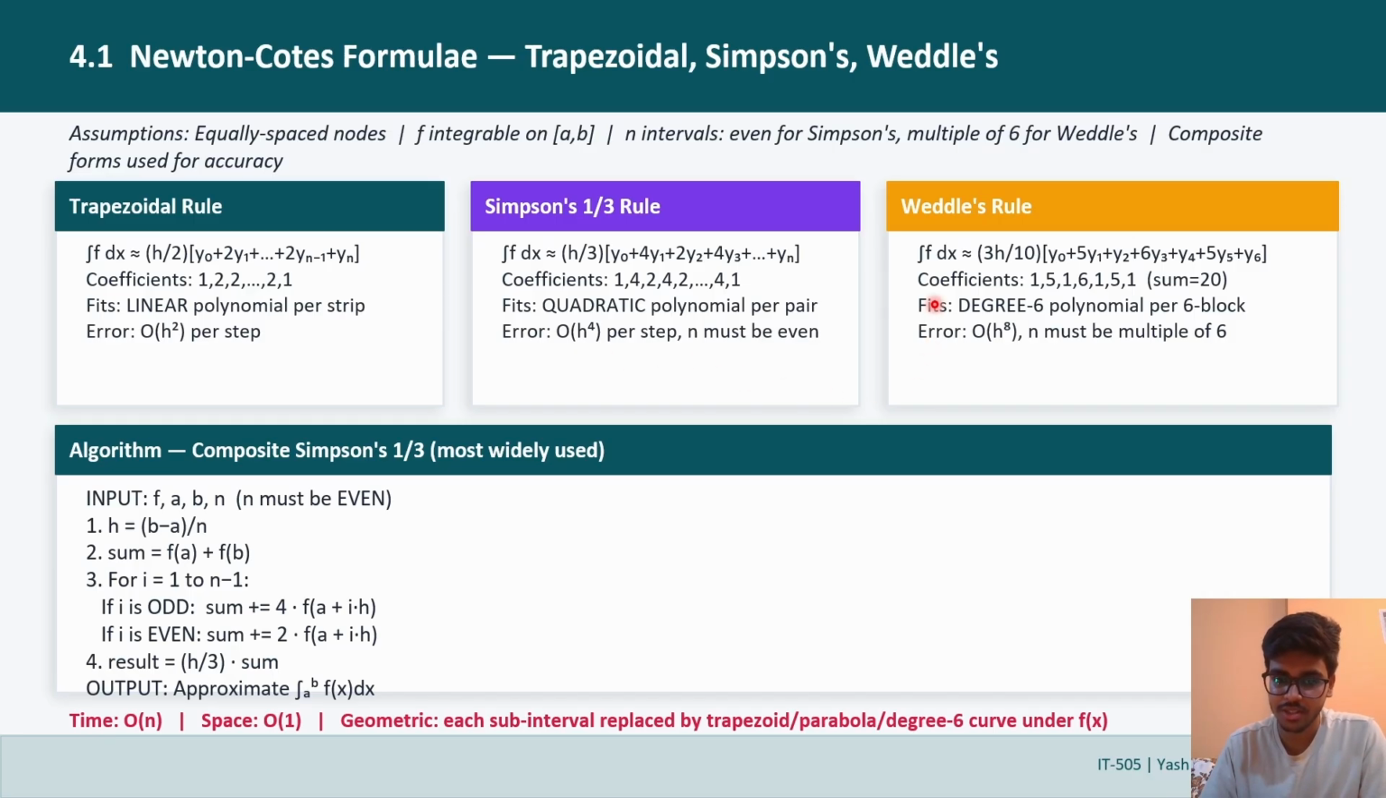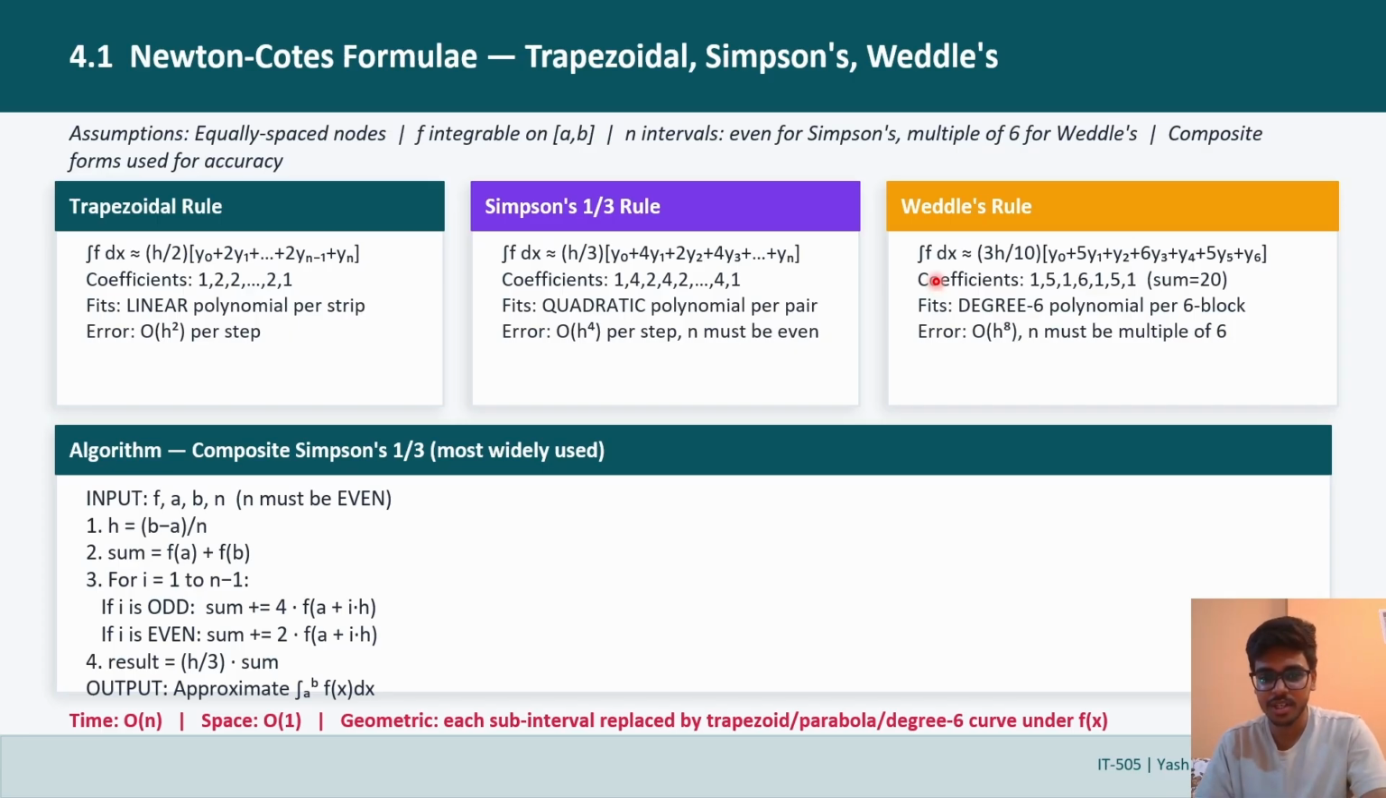Third, Weddle's rule. The integral is 3h divided by 10 times y naught plus 5y1 plus y2 plus 6y3 plus y4 plus 5y5 plus y6. So the coefficients are 1, 5, 1, 6, 1, 5, 1. The sum equals 20. This fits a degree 6 polynomial across 6 subintervals. So the error is of order h to the 8, which is extremely accurate.